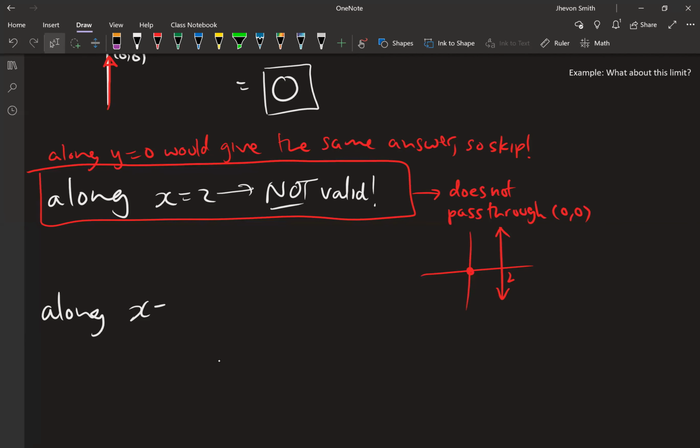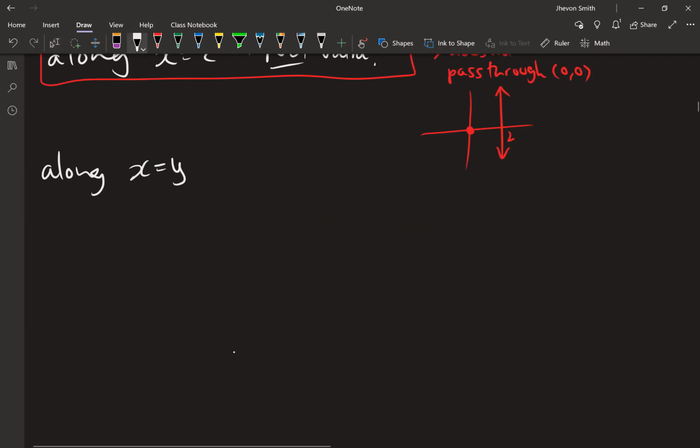What about along x equals y? Now that definitely passes through the origin, right? If I look at x equals y, so that's like here, I have my origin 0 comma 0. X equals y is like coming along a straight line at a 45-degree angle, right? So that would definitely work.